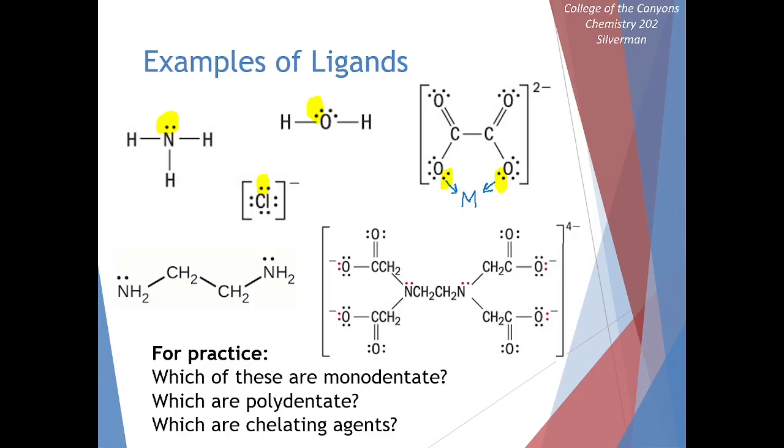Notice here, we need the lone pairs. We also need an appropriate geometry to do this. This ligand we call ethylene diamine. Again, we have two lone pairs that are spread out enough, and these single bonds are floppy enough for us to rotate around and bite onto our metal twice.